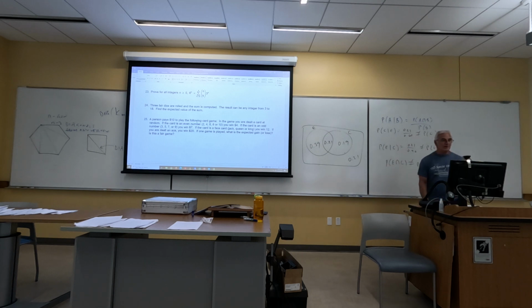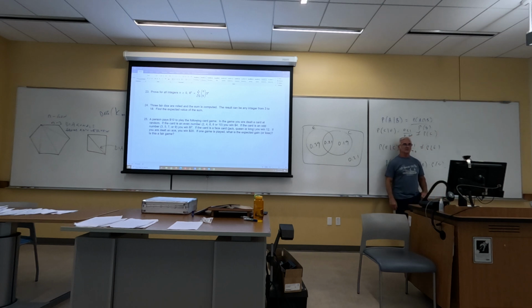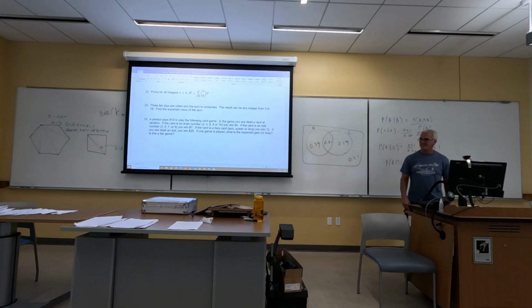Number 24. Three fair dice are rolled and the sum is computed. Now, first of all, if I have 3 dice, how many dice rolls are possible? Well, with 2 dice, it was 36. So with 3, what is it? 6 cubed, 216. I'm calculating the sum. Now, what are the possible sums with 3 dice? What's the smallest sum I could have? Would you agree it's 3 to 18?